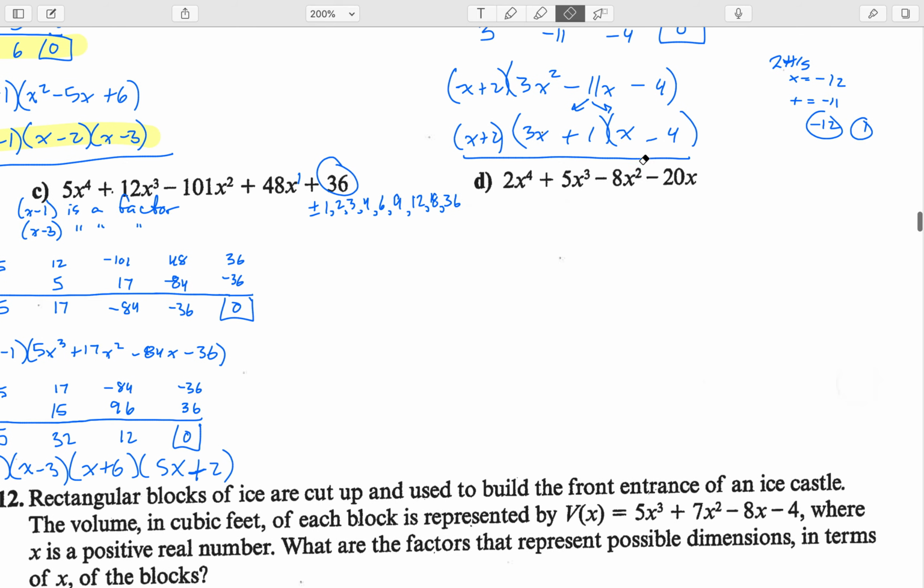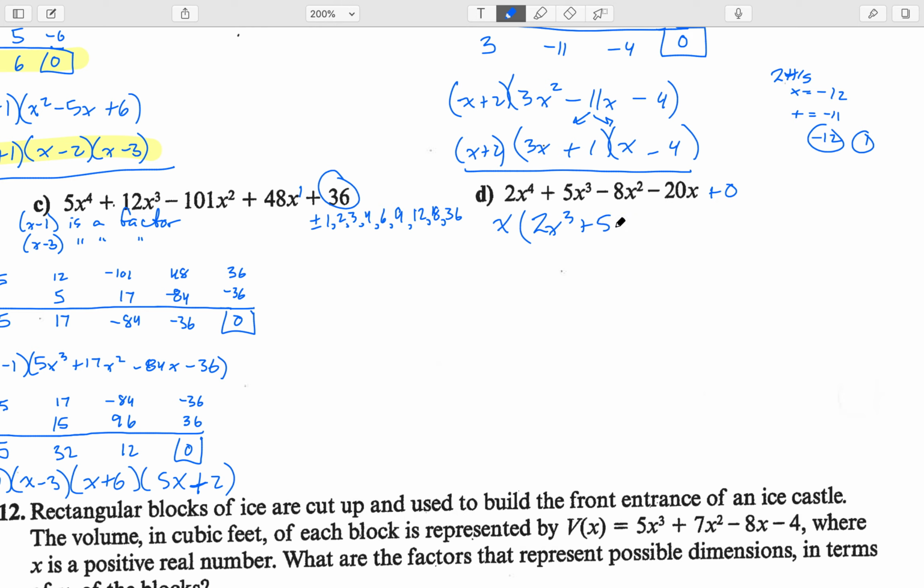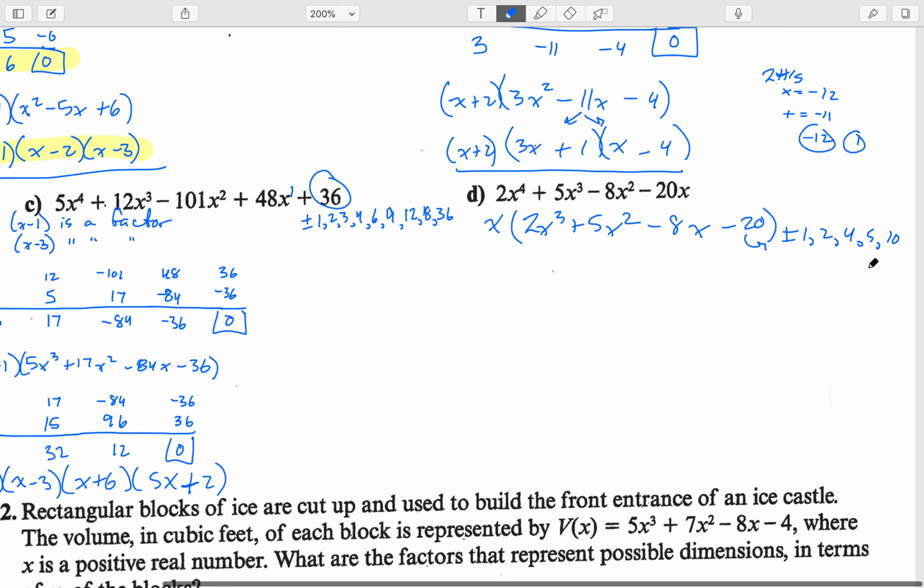Okay. Last one. Oh man, this one's going to be a beast. Possibilities are 0. Factor out your first x. Remember, they're all divisible by x. So let's do that. 2x cubed, 5x squared, 8x minus 20. There, that's better. So the number on the end, my 20, possibilities are plus or minus 1, 2, 4, 5, 10, and 20.